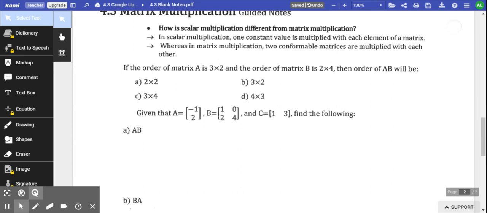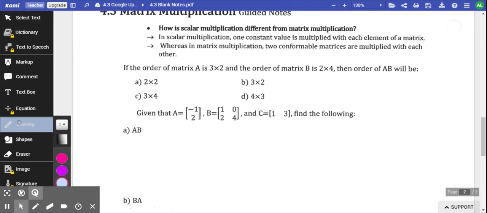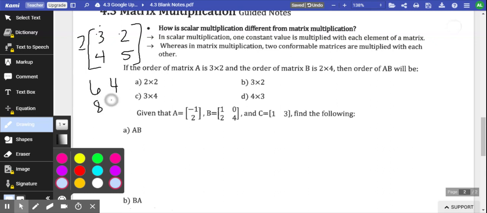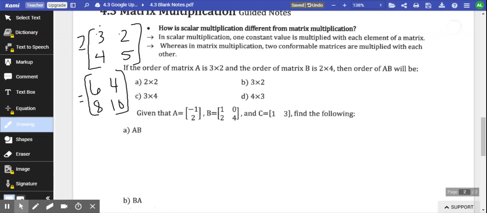So scalar multiplication is different from regular multiplication because we just take one number and multiply it to every single thing in that matrix. So if I wanted to do a scalar multiplication of 2 to the matrix 3, 2, 4, and 5, I just pick numbers, it doesn't matter. So you would just take 2 times 3 would give me 6, 2 times 2 would give me 4, 2 times 4 would give me 8, and 2 times 5 would give me 10.